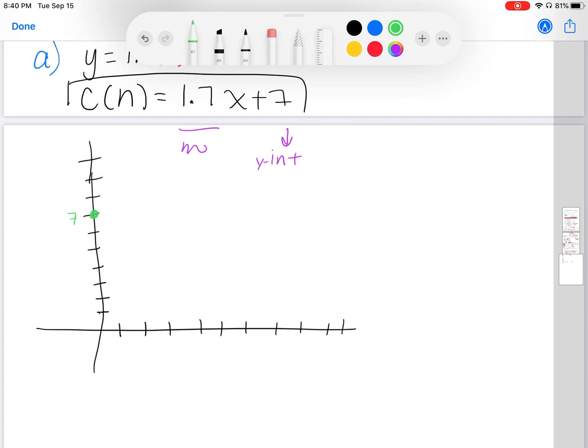And then I go up. So our slope is 1.7. You can think of it as 1.7 over 1. So I go up 1 and almost 2, 1.7, and then I go to the right 1. And there we have it. We have our graph of our equation, where I guess the x-axis would be the length and our y-axis would be the cost of our necklace. And we see that if it gets longer, it's going to cost us more.